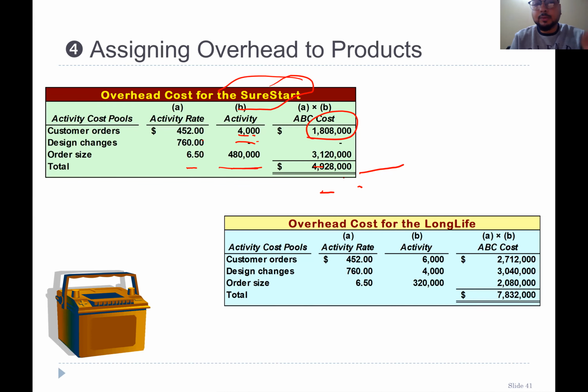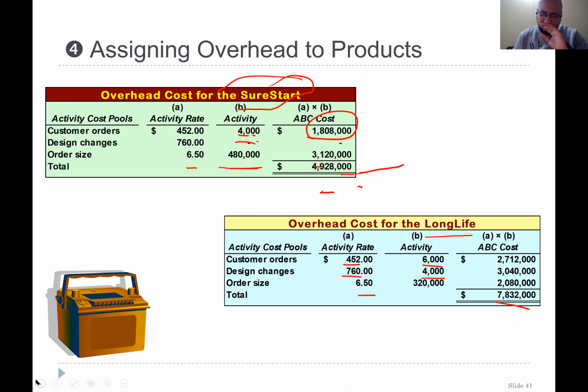So you add it. So overhead cost. This overhead is ABC overhead because we calculated overhead based on ABC, activity based costing. And now long life. Customer orders 6,000, design changes 4,000, and each costs 760. So the answer is like that, 7.8 million, and this is 4.928 million, right? So this is how we can use activity rates to find out how much overhead we can charge to different products.